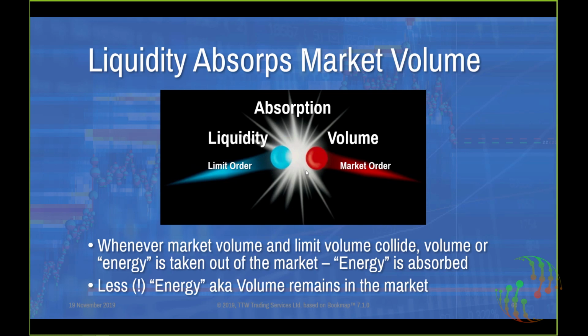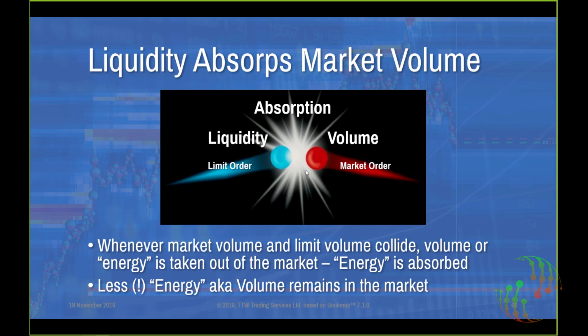And we will see that the market anyway goes a little bit higher or a little bit lower, depends on where the market is. Okay? So whenever market volume and limit volume collide, volume or energy is taken out of the market, energy is absorbed. It's not quite the right terminology. I'm working with the term energy, but it's the volume which is taken out of the market, and this volume doesn't support a further up move or a further down move because it's taken out of the market.